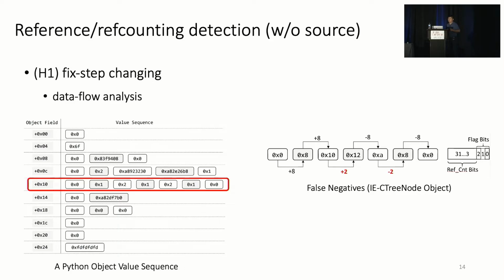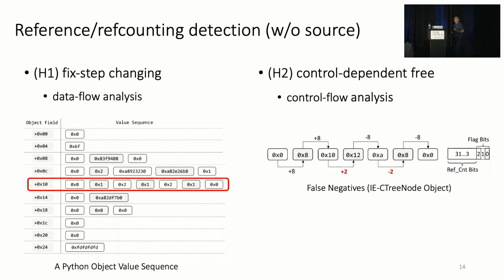So most of the time, you see the value is changed by 8, but sometimes it could be changed by 2 due to flag operation. So to solve this problem, we propose a second heuristic called the control-dependent free, which means that we're going to check whether the program is going to compare the value with some other constant, and if they match, they're going to free the memory. If they match both heuristics, we believe this could be a reference counter.